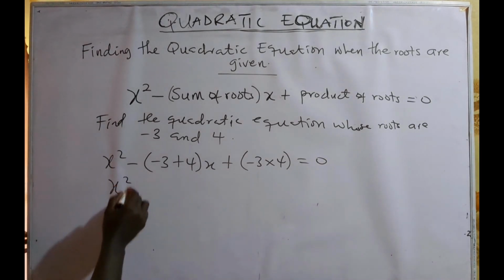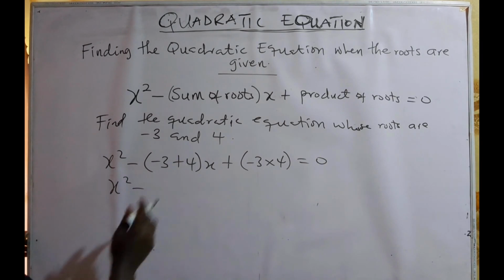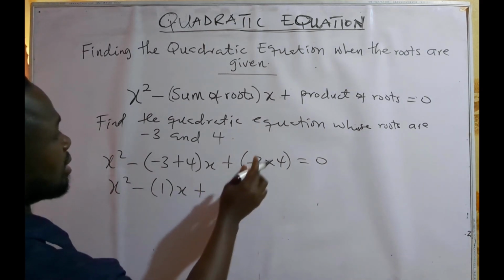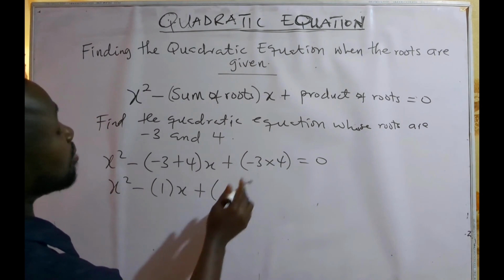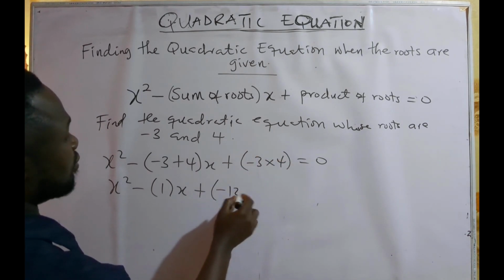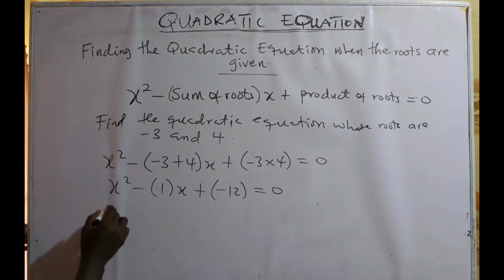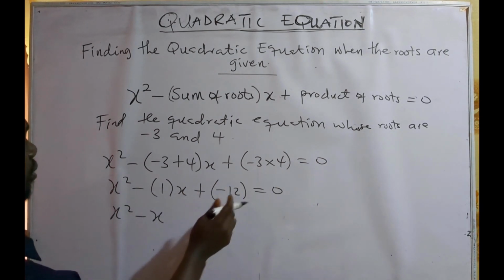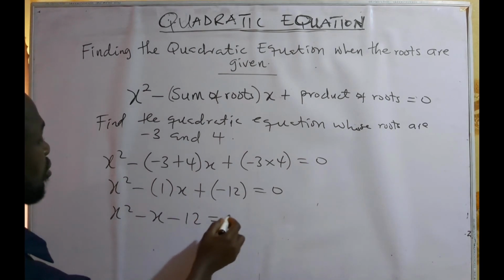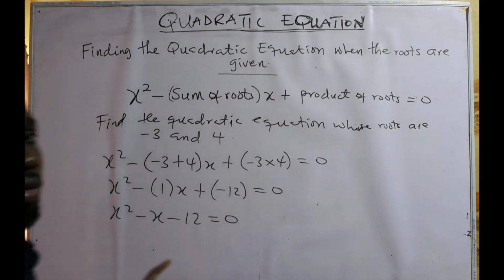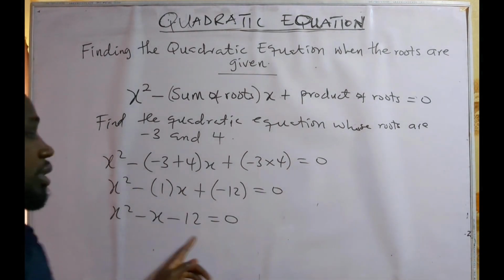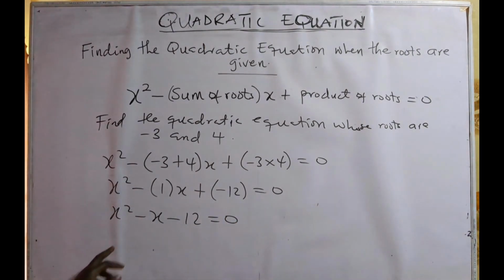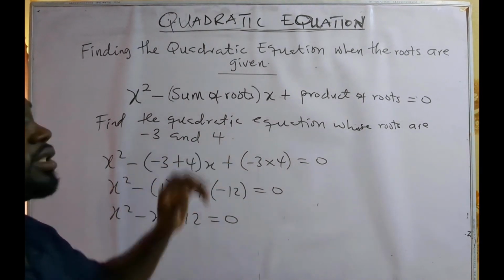So we have x squared minus, 3 plus 4 will give us 1, x, then plus minus 3 times 4, which is going to give us negative 12, equal to 0. So we have x squared minus 1x, which gives us minus x, then plus minus 12 gives us minus 12 equal to 0. Alright, so this is our quadratic equation: x squared minus x minus 12 equal to 0.